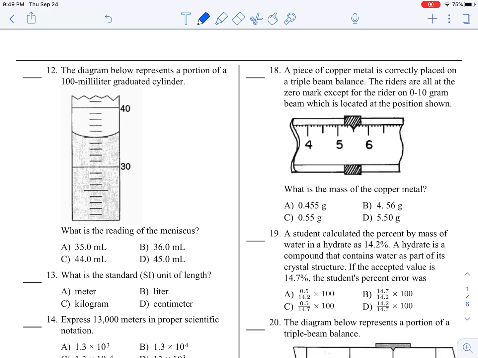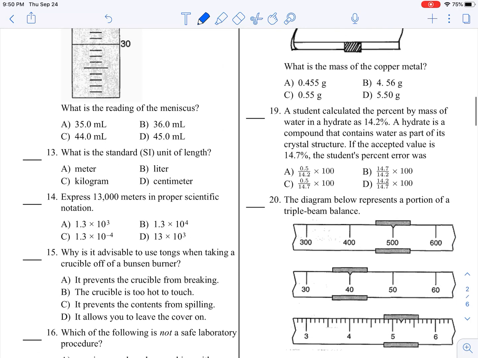Reading the graduated cylinder. This is on one of our daily quizzes, I think. This is 35, right in the center. Choice A. What is the standard SI unit of length? Length. So the standard is without any prefixes. So meter. Express that in SI notation. That would be 3, 4, so to the 4th. But is it positive or is it negative? Well, this is a number larger than 1, so it's going to have positive.